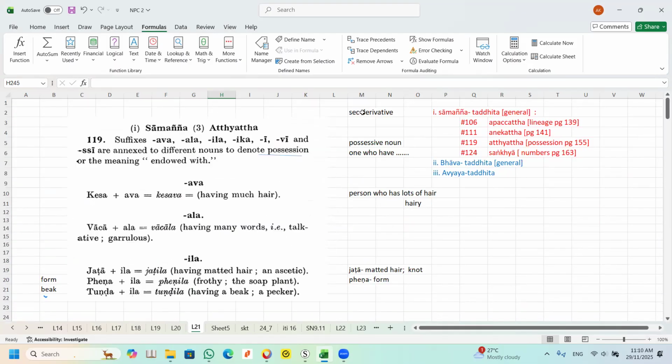Okay, so this is an overall structure of our secondary derivative. Secondary derivative means we have this one, samanya. Then taddhita, so H106 is talking about apatya, which refers to lineage, in this page. Number 111 is anekata, in this page. And 119 is talking about possession. This one is sankhya, the number in Sanskrit. So you can refer to this page. Samanya is talking about this one.